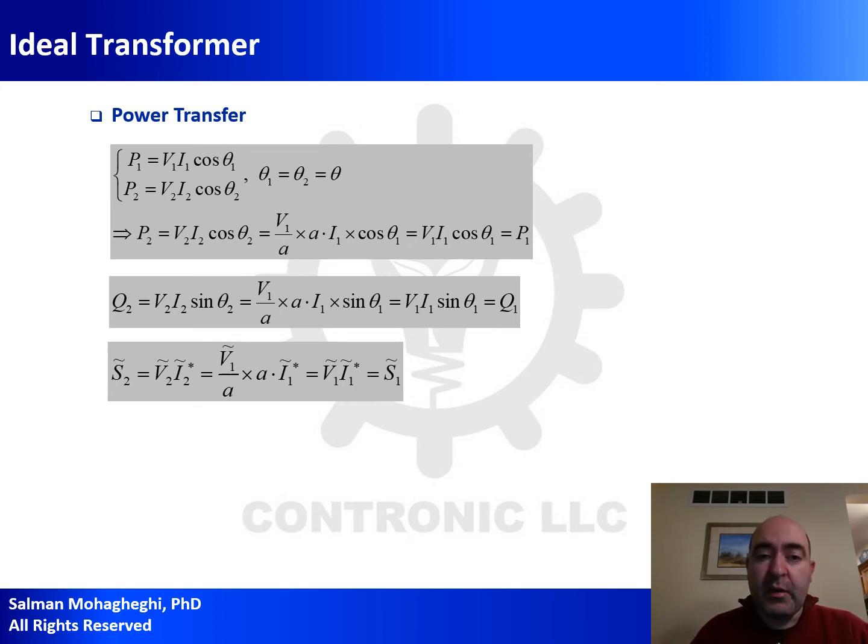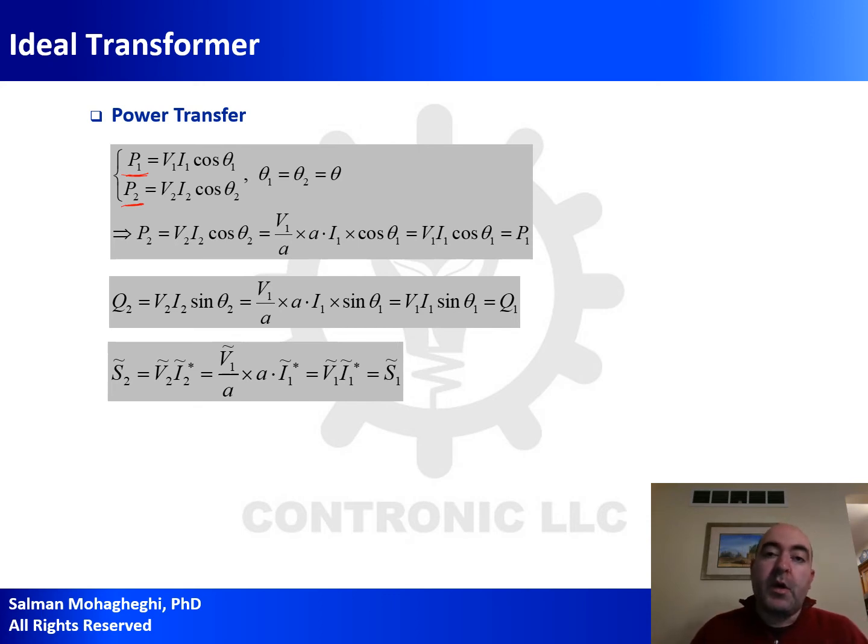Let's see this, however, in terms of mathematical equations. If I have a voltage on the primary side V1 and a current on the primary side I1, and there is a phase angle difference between them, let's call that theta 1, you remember that power on the primary side is V1 I1 cosine of theta 1. Following the same logic, power on the secondary side is going to be V2 I2 cosine of theta 2.